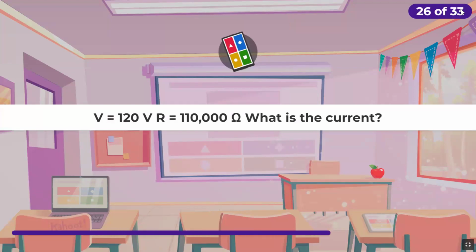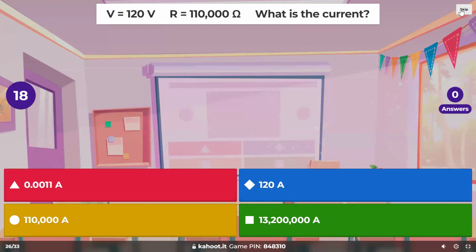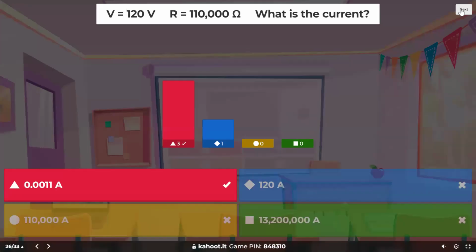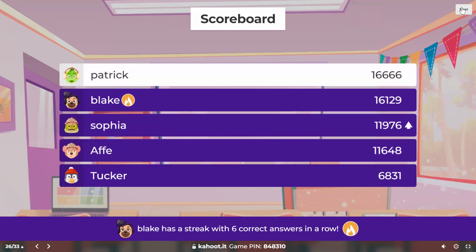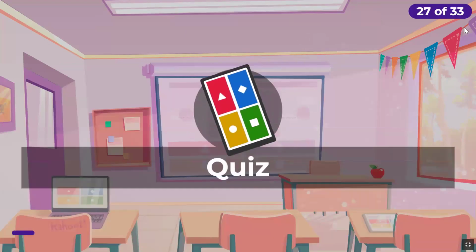All right. Voltage is 120 volts. Resistance is 110,000 ohms. I equals V over R, Ohm's law. 120 volts divided by 110,000 ohms. Yeah, a tiny decimal of an amp of current. All right. Current is voltage over resistance.